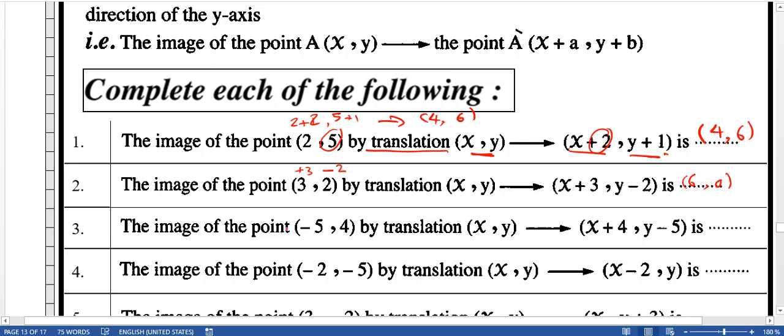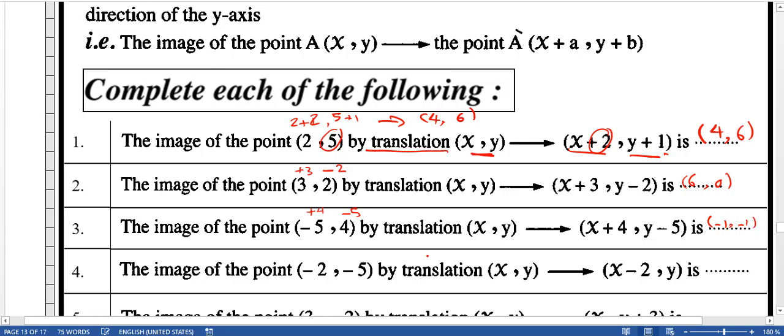Here's the same: the image of the point by translation x plus 4, so we will add 4. Plus means add, minus means subtract. Negative 5 plus 4 equals negative 1. 4 minus 5 equals negative 1.